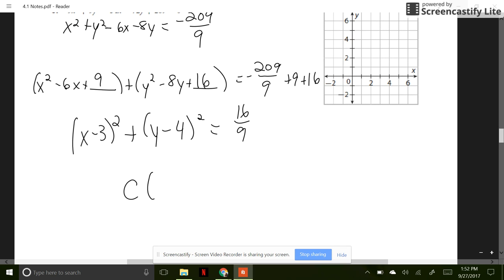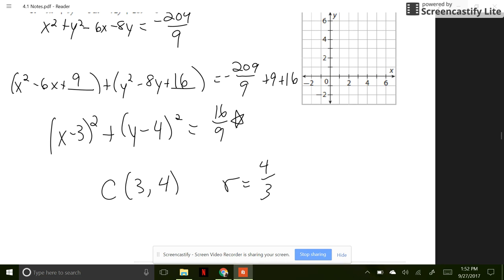So this means our center is at 3, 4. Our radius, we take the square root of our right-hand side here, which becomes 4 over 3. So when we graph this, we're going to be at 3, 4. 4/3 is a little bit bigger than 1, so it'll be about here, about here, about here, and then about here. And there's our attempt at a circle.